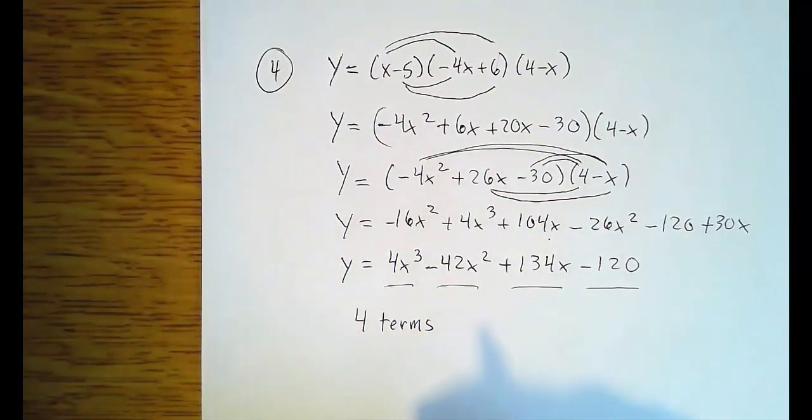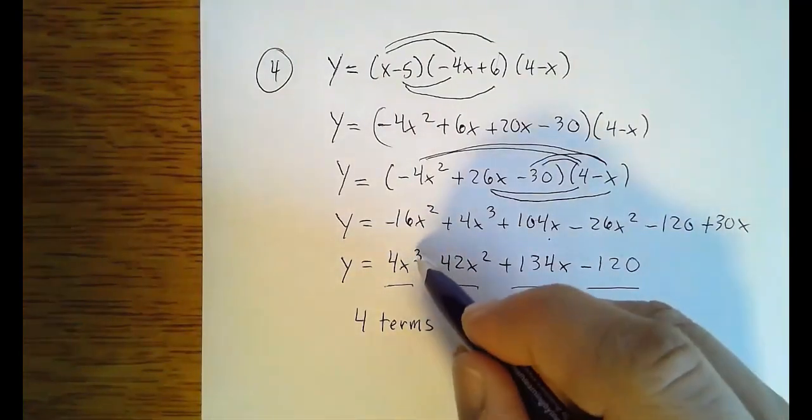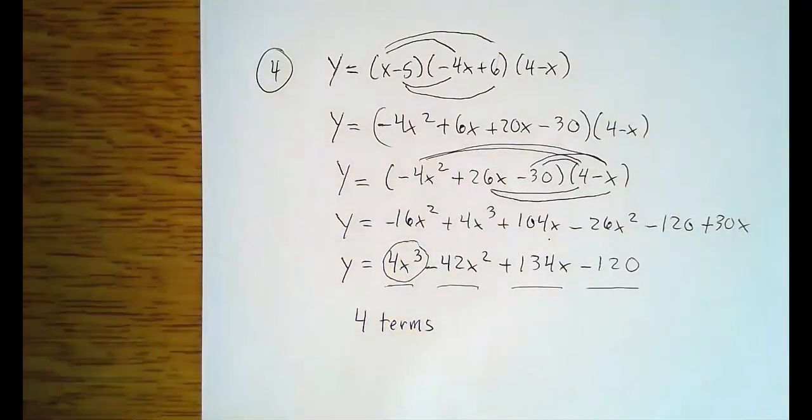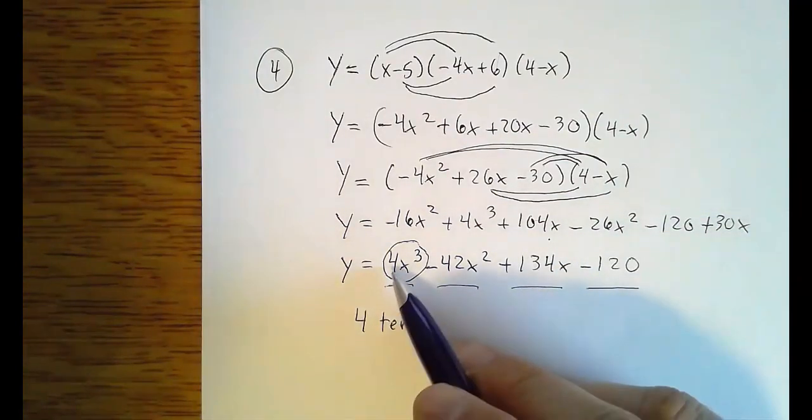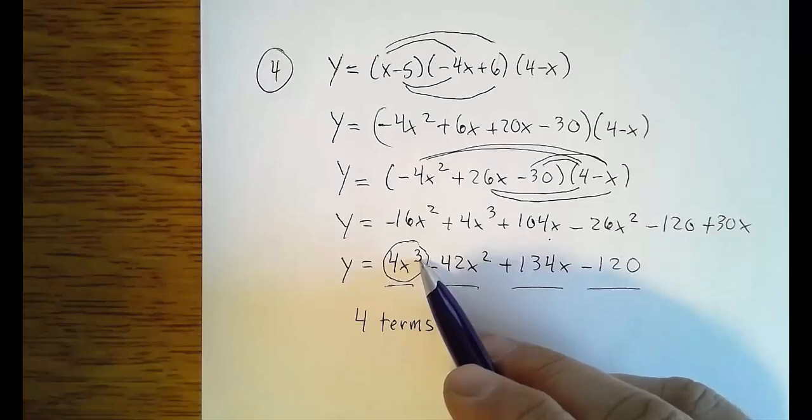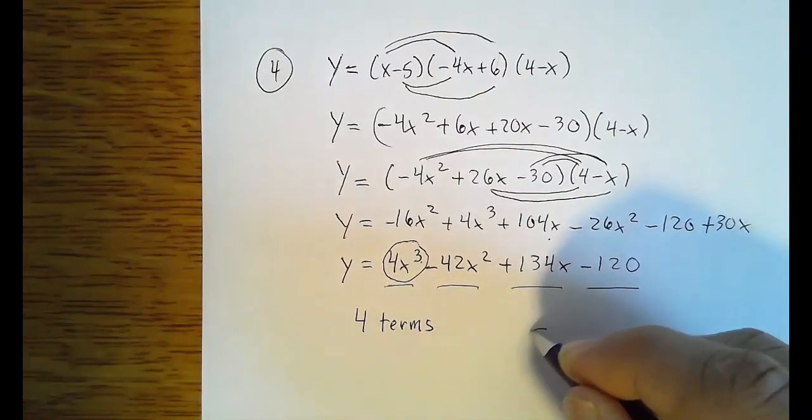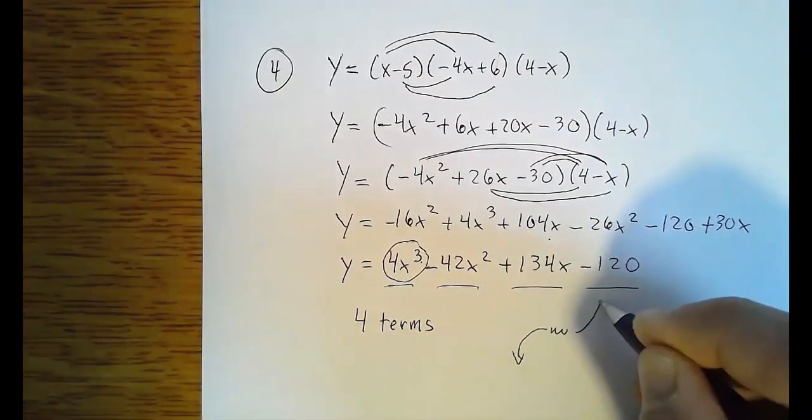And we're also asked to find the end behavior. Well, to determine the end behavior, we need the leading term, 4x cubed. This has a positive leading coefficient and an odd degree. This gives us an end behavior that looks like this, down to the left and up to the right.